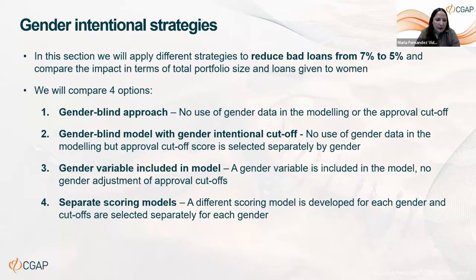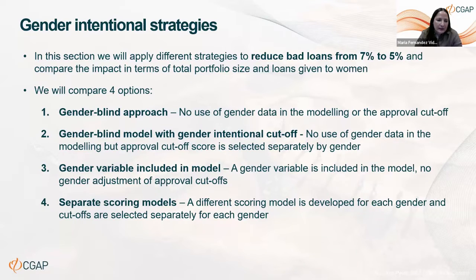So we did this in 4 ways. The first way is just a gender blind approach that we use as a baseline to compare. So there we don't do any gender analysis. We just basically change the cutoff like Dean was showing in the previous one. You could pick 3%, you could pick 4%. So we just move that cutoff from 7 to 5 and look at what that means in terms of the percentage of people that will be approved.